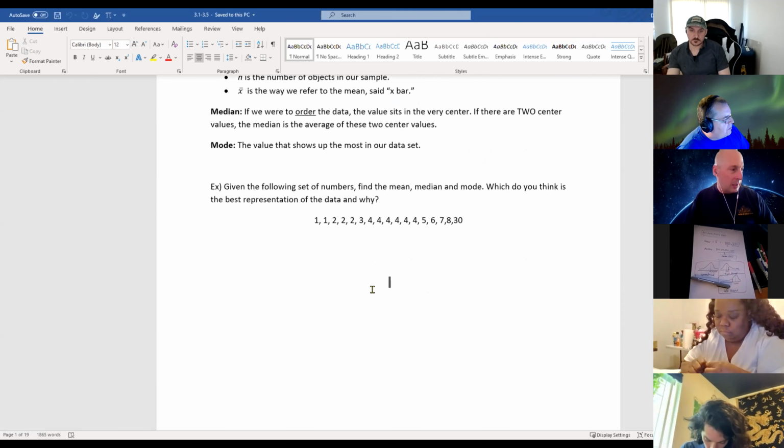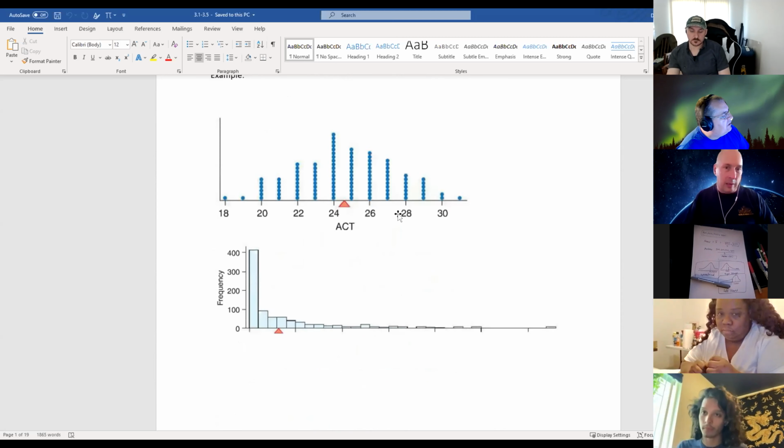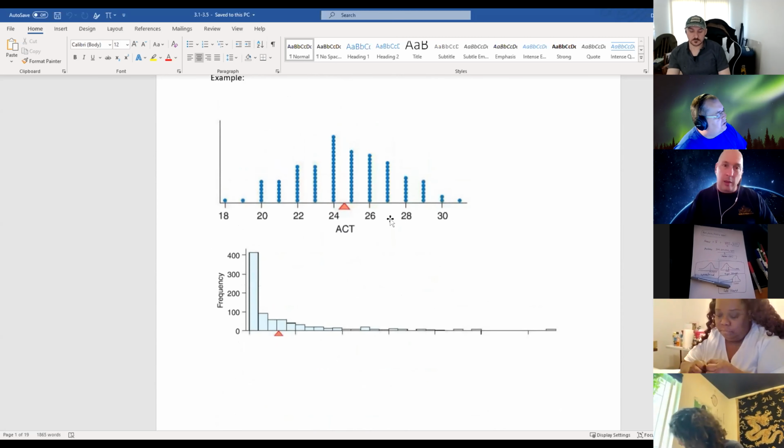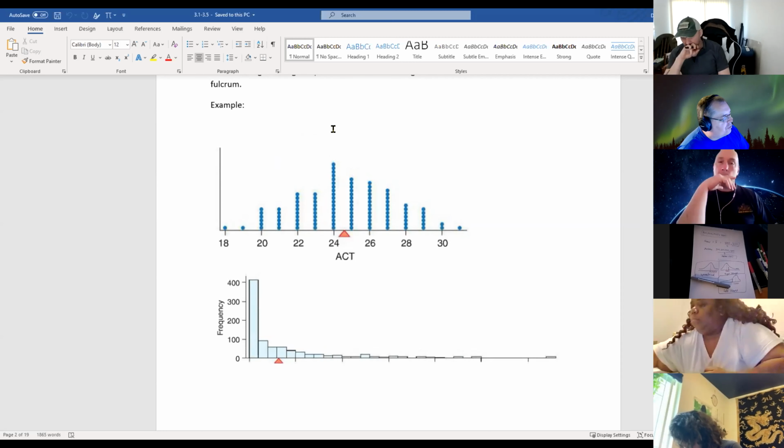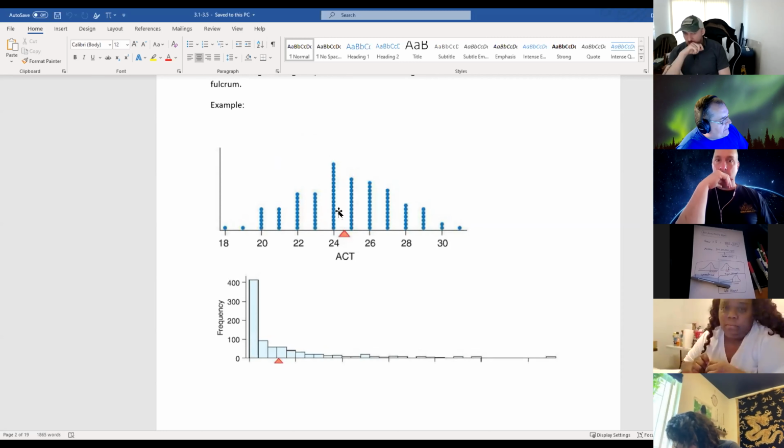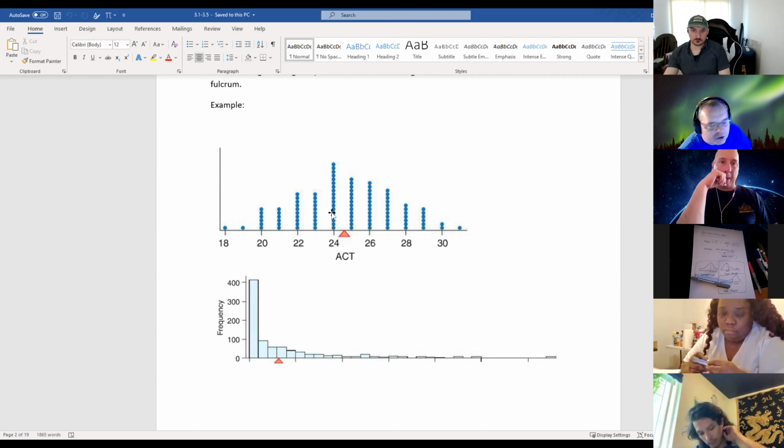Now, what does that look like visually? Well, here are some examples. Here are some ACT scores of a large number of students. That little triangle is where the mean would be. You see it's roughly in the middle. The reason it's not exactly on the 24 is that this shape isn't quite balanced. Do you see there's a few more on this side than there is on that side? So that shifted it a little bit, but not much away from the middle.